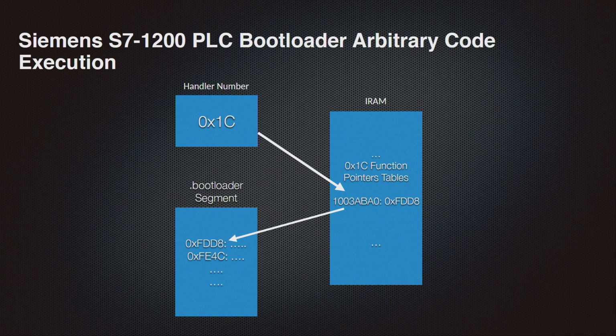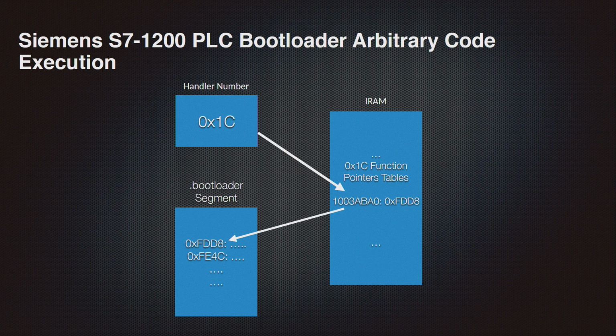So here is a little iteration on the 0x1C handler, a little visualization. The normal way it would work is that this handler is called, and it looks into the IRAM table where those function pointers were copied to, and then it would just use it, and those point back to the bootloader segment, and they would perform whatever function Siemens intended them to do.